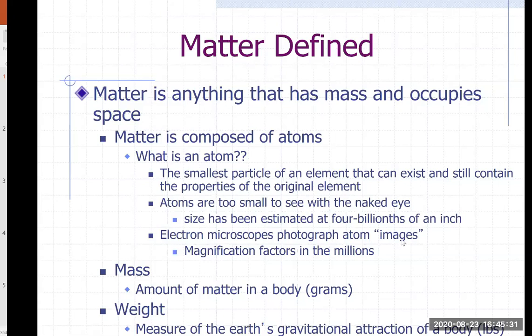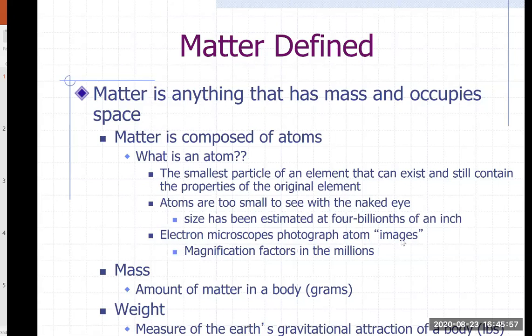Now, it's really important that you don't drop off half of that definition, because there are other particles of an element that are very, very small. Subatomic particles, for example, like electrons and protons. But those subatomic particles cannot exist and still contain the properties of the original element. So we don't want to lose any of that definition.